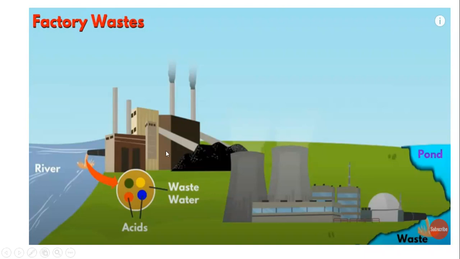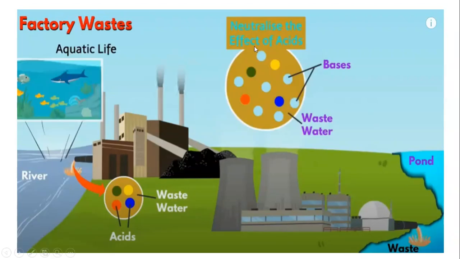Waste from the factories. These factories release waste into water bodies like rivers and ponds. Here you can see the waste coming out from these factories, and they let that waste flow into water bodies like ponds and rivers, and that water becomes dangerous for aquatic animals like fish or any aquatic plants also. So that is very harmful for the water animals.